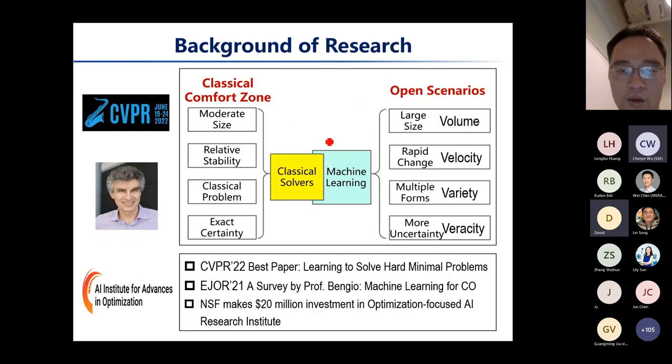Let me give a broader overview of machine learning for combinatorial optimization. Here I give three examples. One is this year's CVPR paper about learning to solve hard minimum problems. The other example is that Yunhao Bengio just published a first author survey on machine learning for combinatorial optimization. And also the USA NSF just made a 20 million investment in optimization for AI. They have the AI Institute for Advances in Optimization, where the leading organization is Georgia Tech and the members include CMU, because this lies at the intersection between AI and operations research.